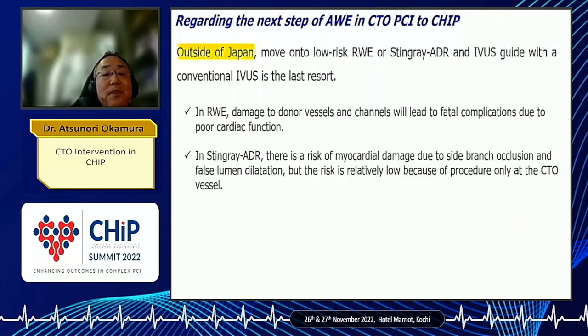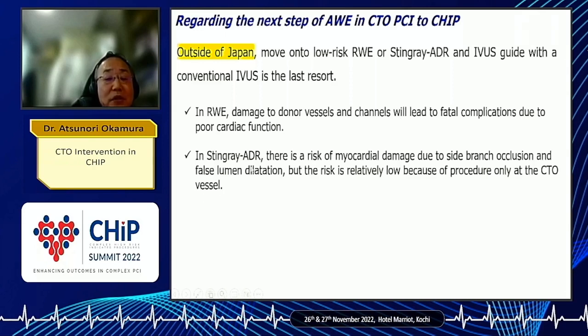And also, I'm talking about the next step. Regarding the next step of the integrated approach in the TIPS patient, outside of Japan, maybe it is better to move on to a low risk retrograde approach or Stingray ADR. And IVUS guided wiring using the conventional IVUS is the last resort. In retrograde approach, damage to the donor vessels and the channels will lead to fatal complications due to the poor cardiac function. So you have to be careful about these complications.